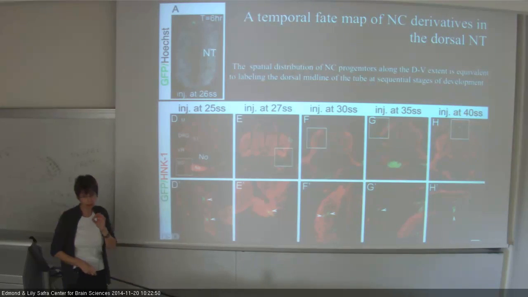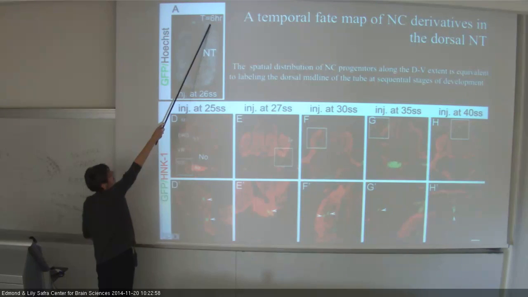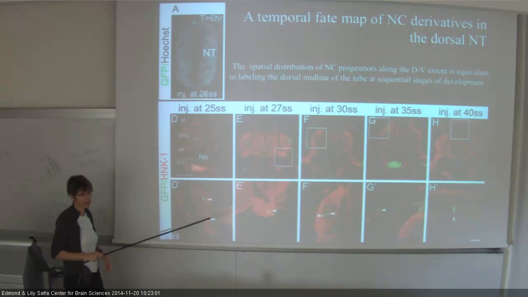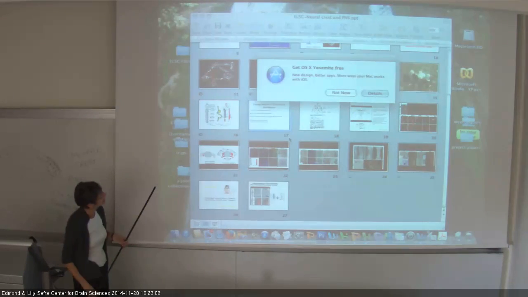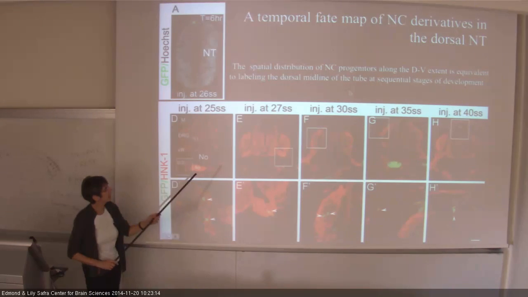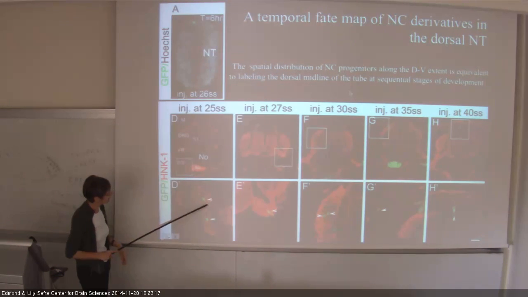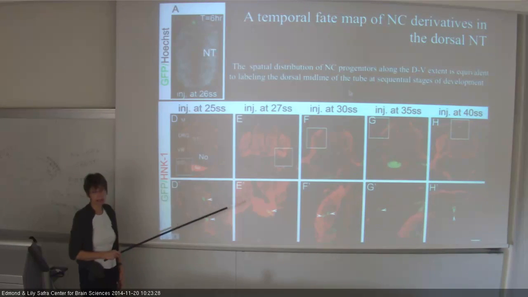And what he found, which recapitulates what we saw in the movie, is that if he marks a single cell, look at this cell, this is 6 hours after, when GFP is translated into protein. If he injects at 25 somites, all the cells he finds are in the sympathetic ganglion, namely here, next to the aorta. This is a magnification. But not in the roots, not in the DRG, and not as melanocytes.